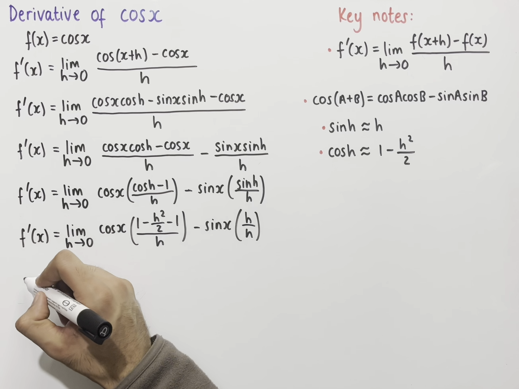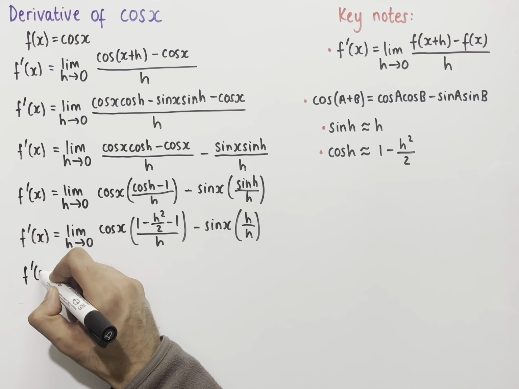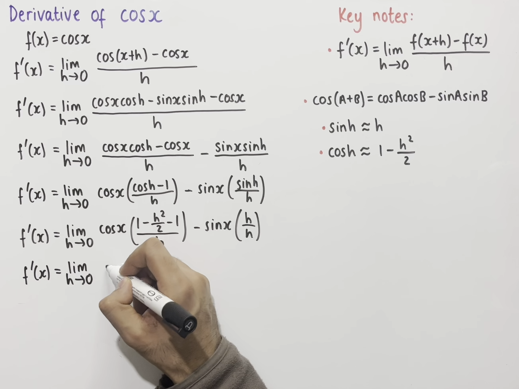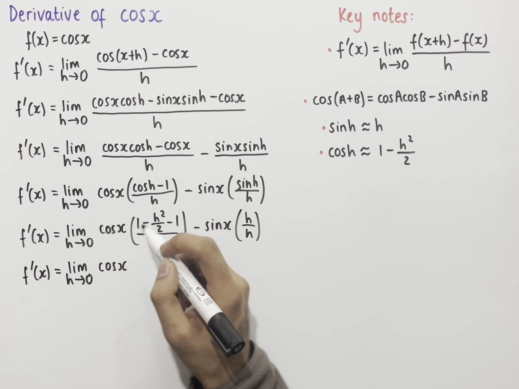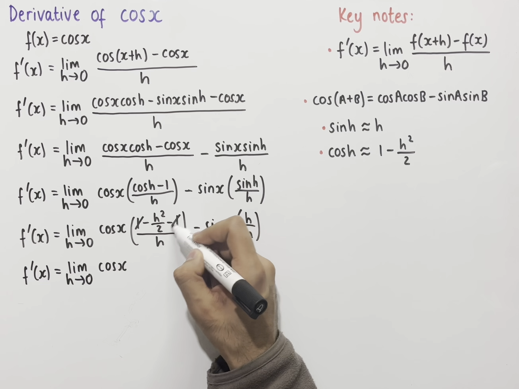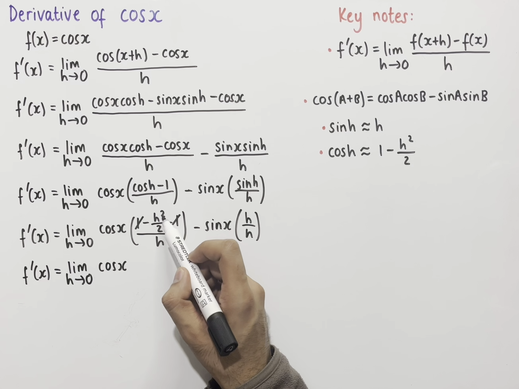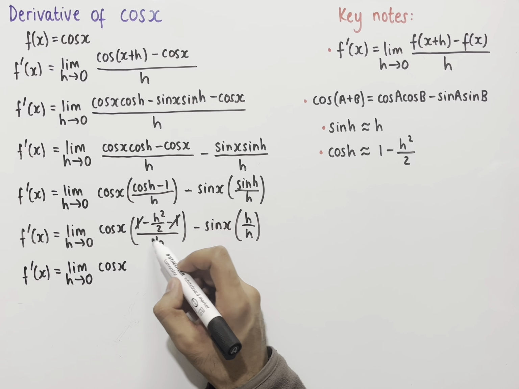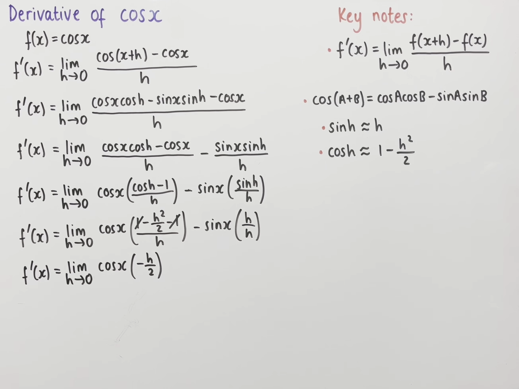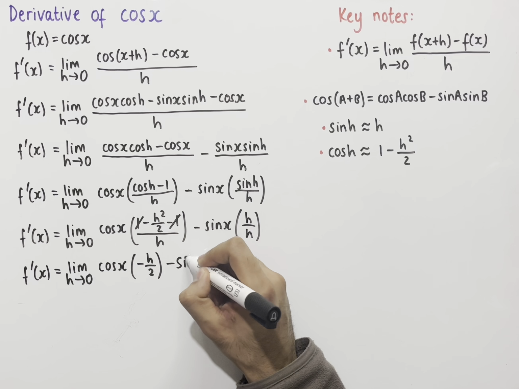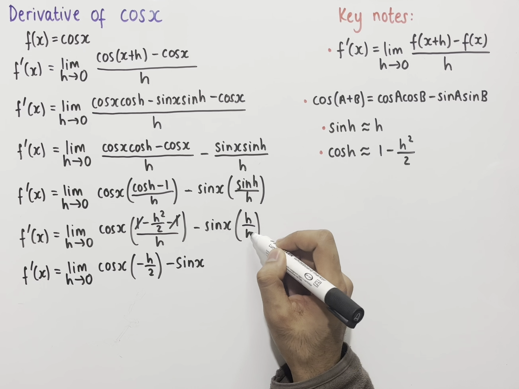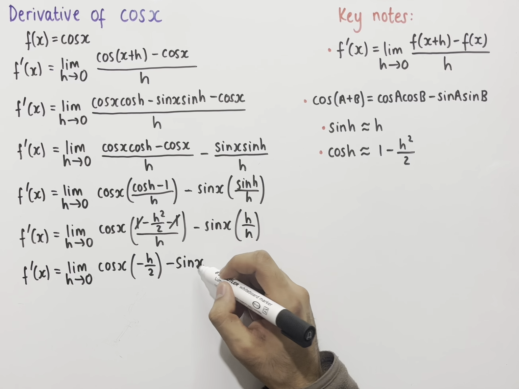Now simplifying this, we end up with f dash of x, which equals the limit as h tends to 0 of cos x. And now inside this bracket, 1 minus 1 cancels. And then we have minus h squared all over 2 divided by h, which becomes minus h over 2. Then we have minus sin x, and now h divided by h is equal to 1, and 1 times sin x is just sin x.